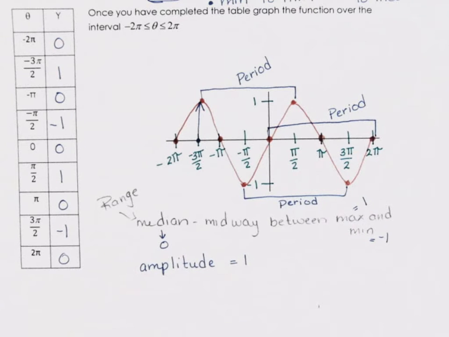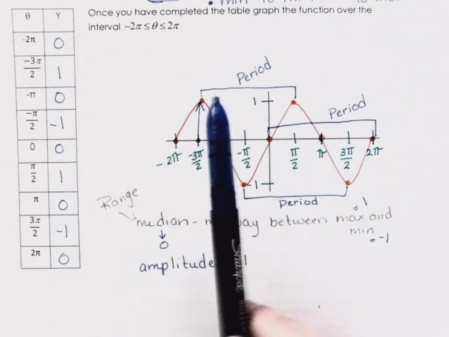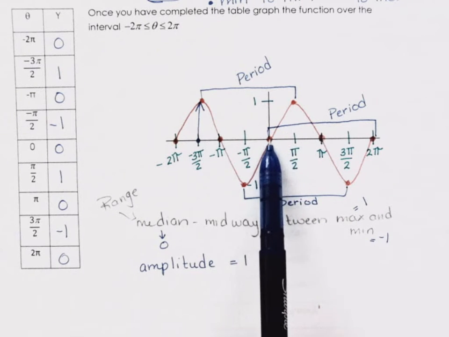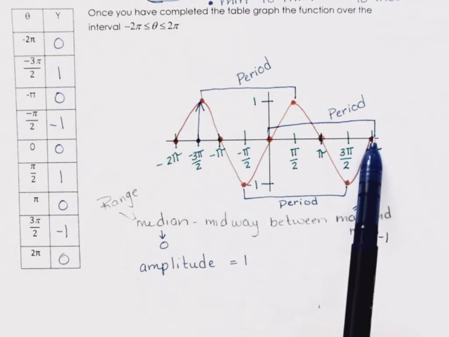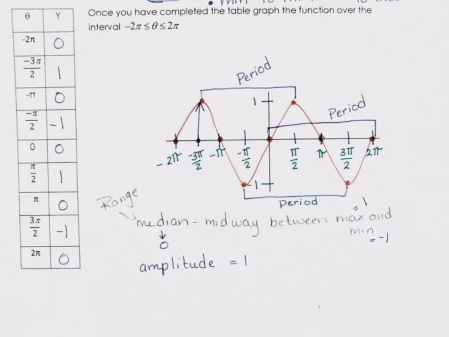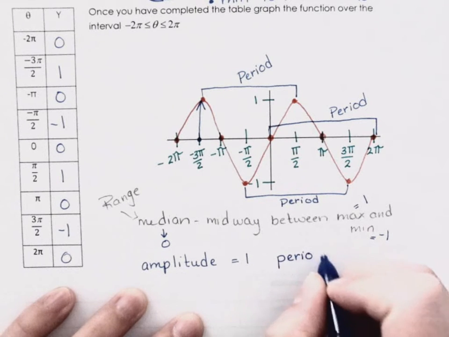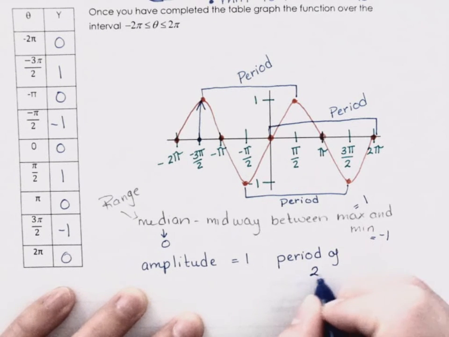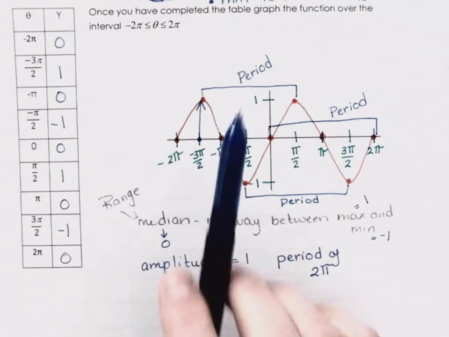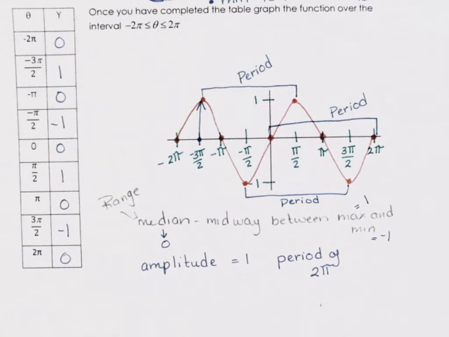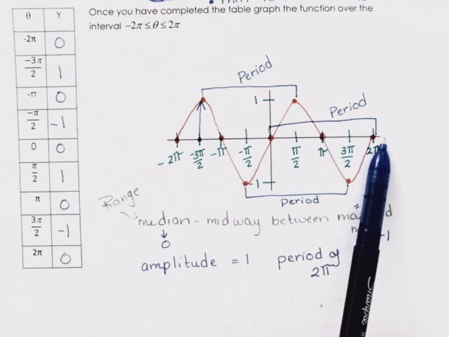Do you guys know why I'd use my medians? Because the periods are on the x-axis. Where does this one start? Where does it go to? 2 pi. So you have a period of 2 pi. Okay, but let's do it off a max to a max now. Because that one's pretty easy. It starts at 0, it goes to 2 pi.